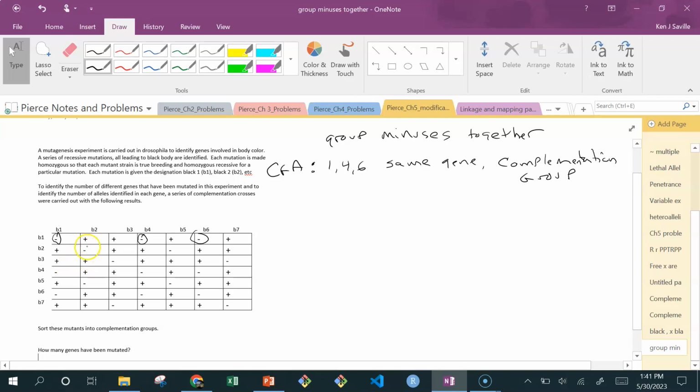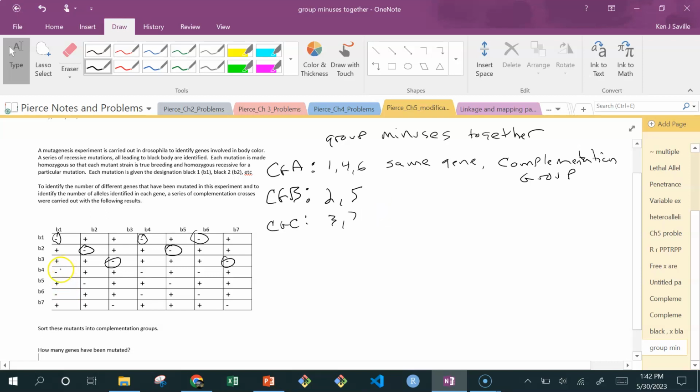And then 2, nothing should ever complement itself. And then 2 doesn't complement 5. So 2 and 5 go together. And so we could call that complementation group B. 3 does not complement itself, or 7. So 3 and 7 go together. And we got them all covered now. And then the rest of them should be consistent.